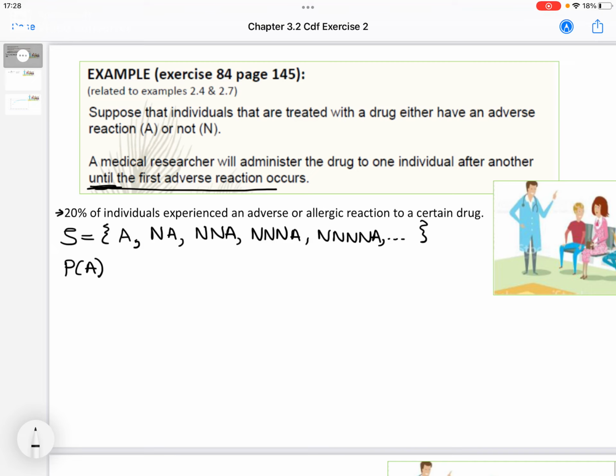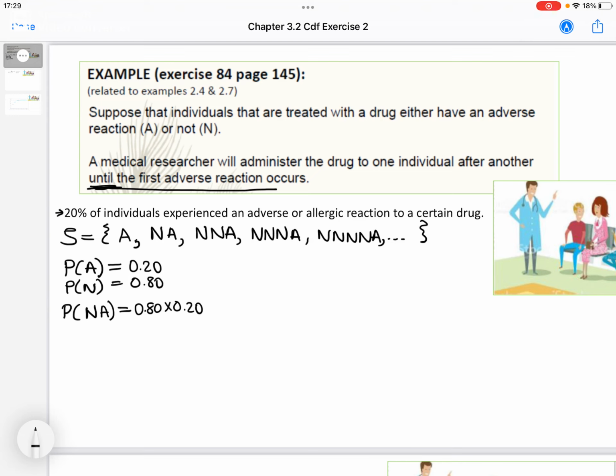So now the probability of getting an adverse reaction, once we give it to one patient, let's say the first patient gets an allergic reaction, then the probability that one individual will get an allergic reaction is equal to 0.2, right? And the probability that one individual will not get an allergic reaction is 0.8. So either they get an allergic reaction or not, right? Now the probability that the first patient does not get an allergic reaction but the second one did, is equal to 0.8 times 0.2.